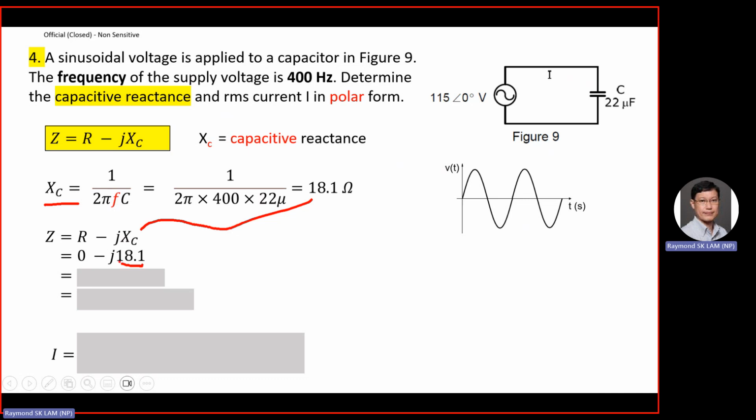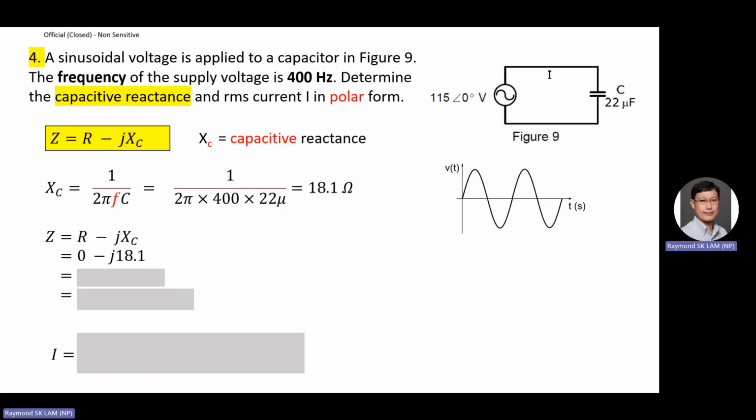Just to remind you, in fact, I sent you a message. I said, before you come for this lesson, you should revise your mathematics. According to my students in the previous class, they learned complex number last semester. So this is a complex number. When you see j, you know it's a complex number already. If we continue from here, 0 you can just ignore. So it's minus j18.1.